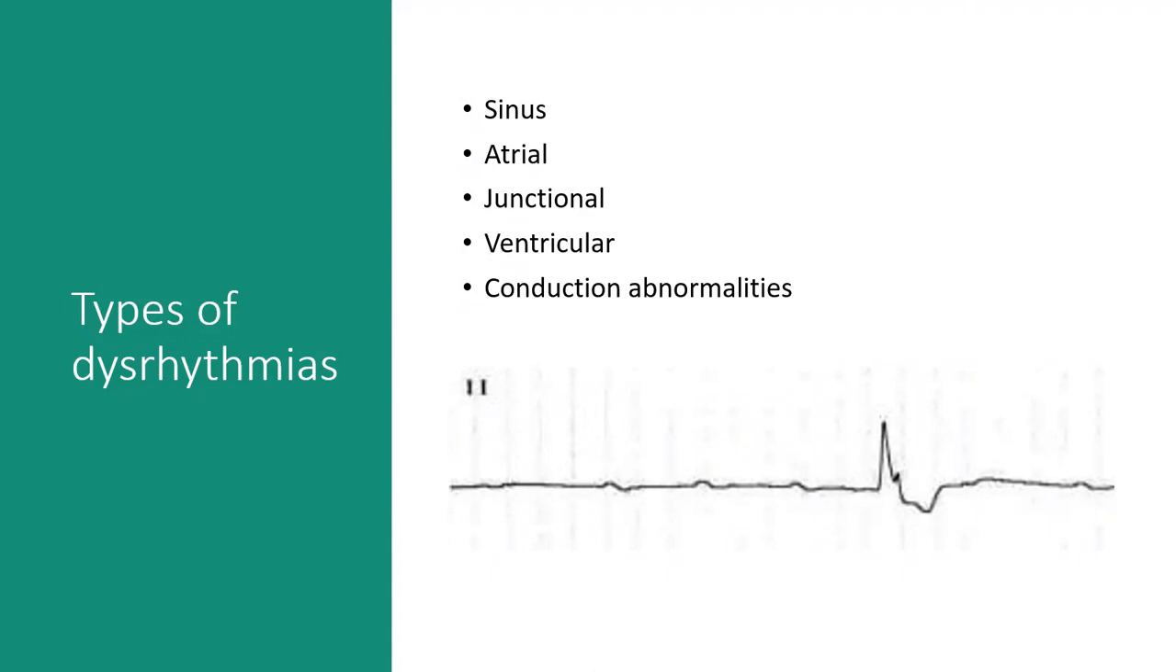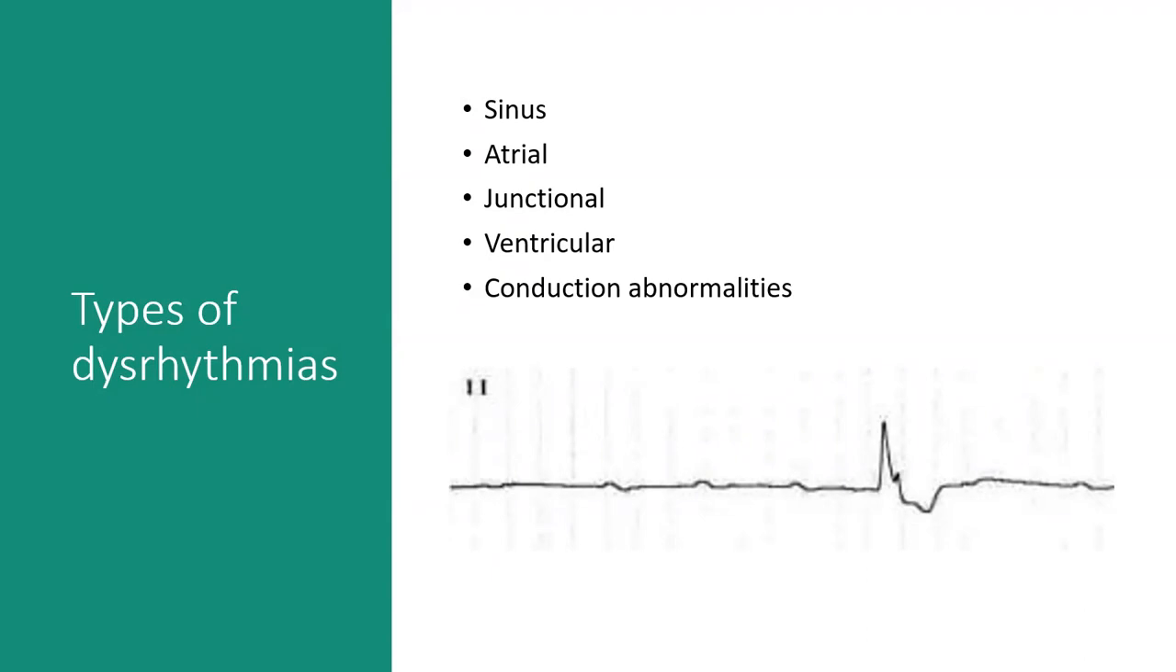Then you've got your atrial dysrhythmias, which originate from the focal in the atria, so not the SA node. So these do not originate in the SA node. They originate in the atria. And these are things like our AFib, our A-flutter, or our premature atrial complexes. So all of these dysrhythmias that have atrial in the name are usually your atrial dysrhythmias.